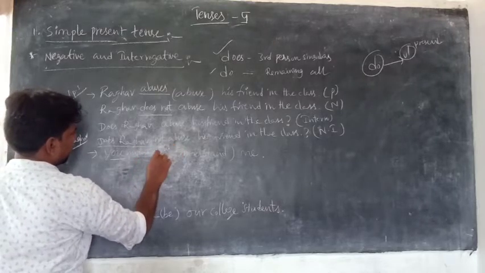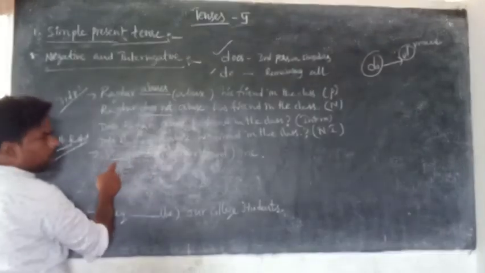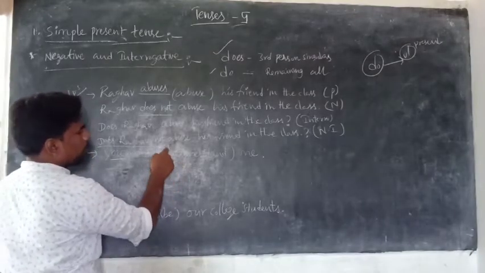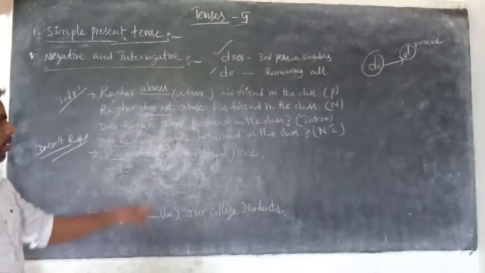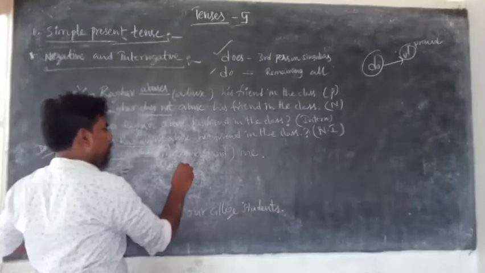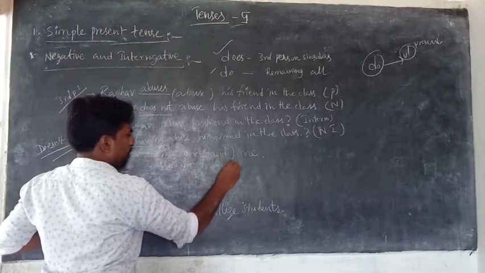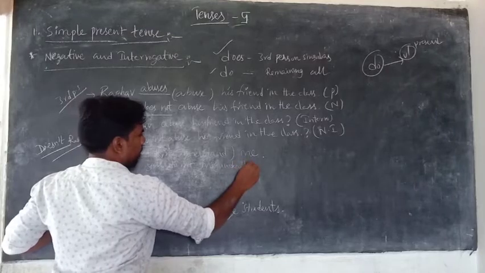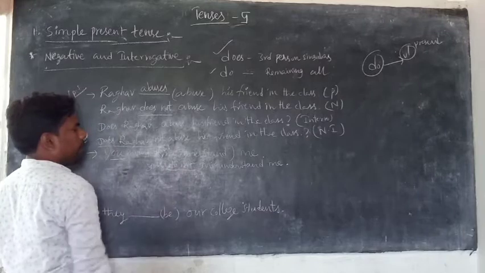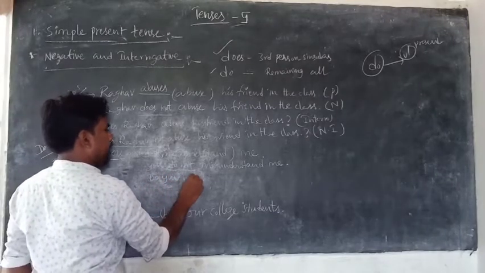Misunderstand. Okay, negative. It is a second person singular, so we have to use do, because there is no verb plus S or ES. So in negative form: you do not misunderstand. You do not misunderstand me. That's enough. Don't. Negative.